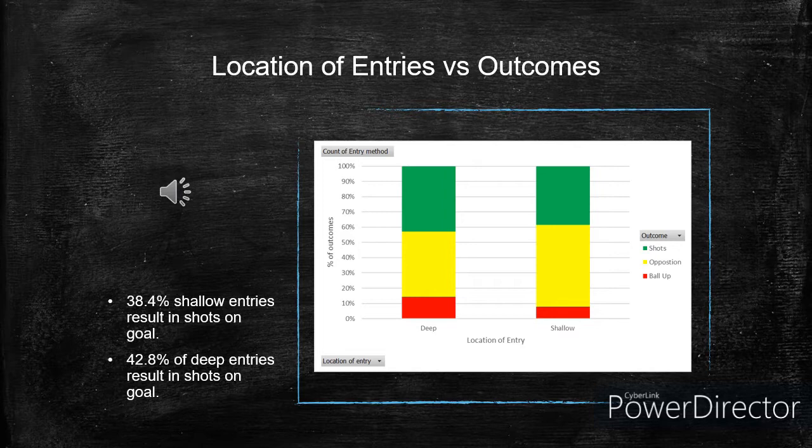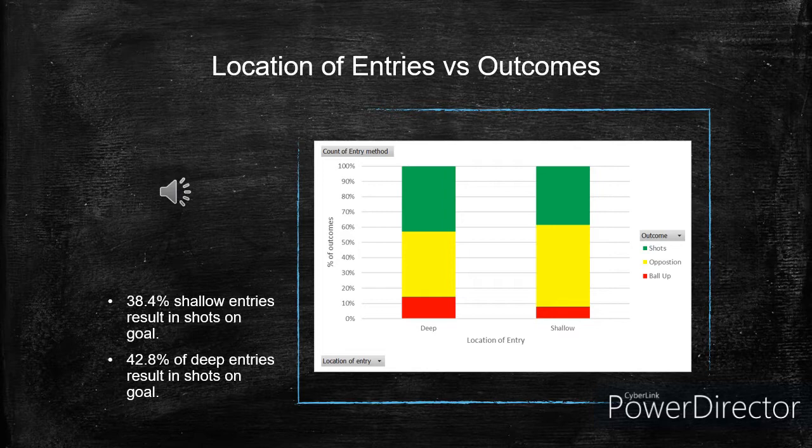For their deep inside 50 entries, Fremantle were able to have shots on goal 42.8% of the time. This dropped down to 38.4% on shallow entries. We are also able to see on deep inside 50 entries, West Coast Eagles won back possession 42.8% of the time, but with shallow entries, this rose to 53.8% of the time.